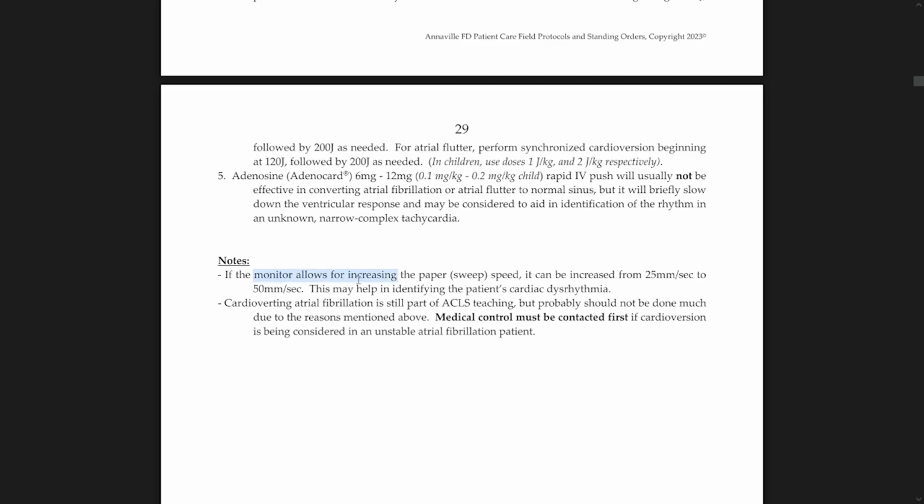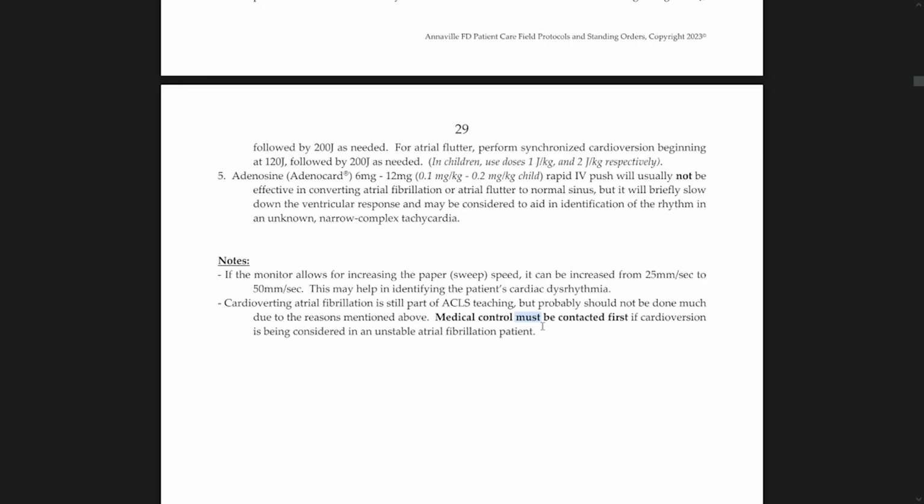If the monitor allows for increasing the paper's sweep speed, it can be increased from 25 millimeters per second to 50 millimeters per second. This may help in identifying the patient's cardiac dysrhythmia, although to be honest, I really don't know how to do this, but that's interesting. Cardioverting atrial fibrillation is still part of ACLS teaching, but probably should not be done much due to reasons mentioned above. Medical control should be contacted first.